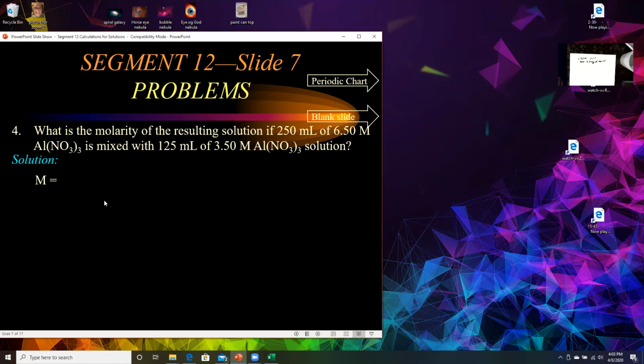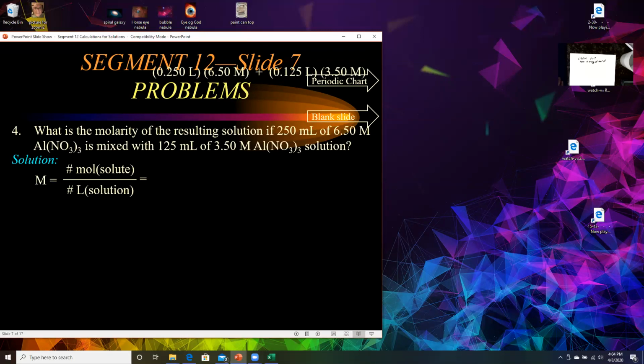Here's another problem. What is the molarity of the resulting solution if 250 milliliters of 6.5 molar aluminum nitrate is mixed with 125 milliliters of 3.5 molar? Let's do some logic here and think about something. I'm mixing 2 solutions. One of them is 6.5 and the other is 3.5 molar. What do you think the relationship of the answer will be to these 2 numbers? Hey, I'm betting it's between the 2, right? We're going to mix them together. All right, so here we go.